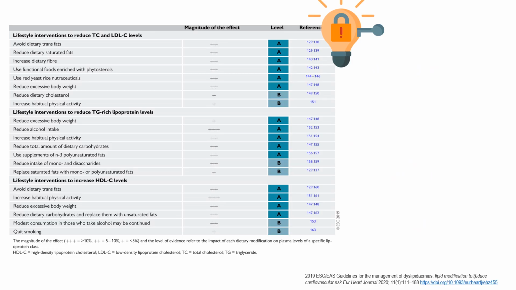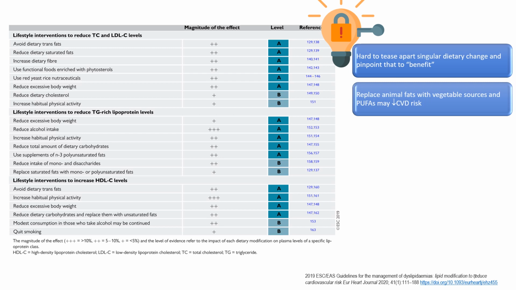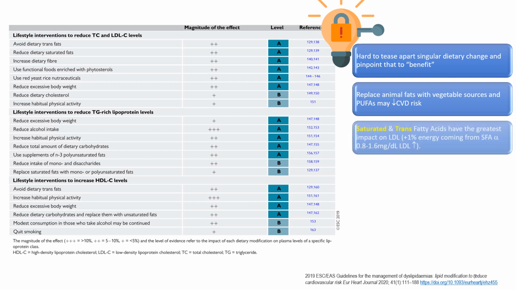This chart over here summarizes the various lifestyle as well as dietary interventions that could reduce total cholesterol, LDL, triglycerides, as well as increase HDL levels. Now, it's hard to tease apart a singular dietary change to pinpoint the particular benefit that you want with the specific lipoprotein. So in general, we will tell our clients or patients to replace the animal fats with vegetable sources because polyunsaturated fatty acids could also reduce cardiovascular risk.